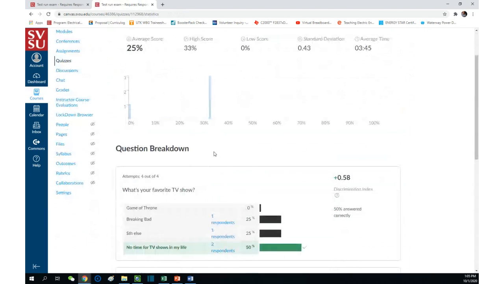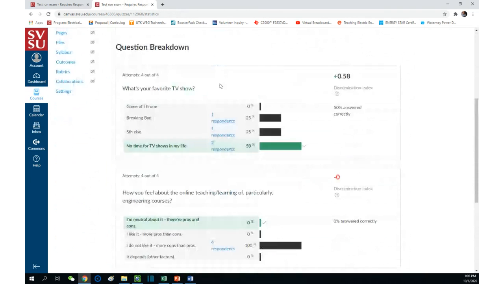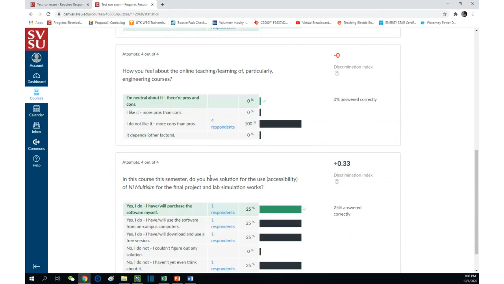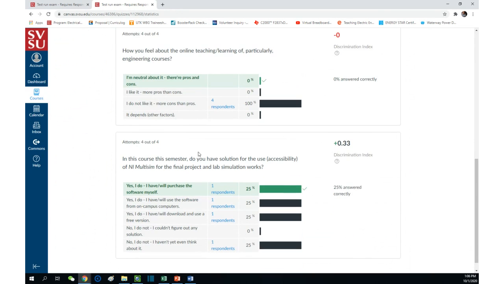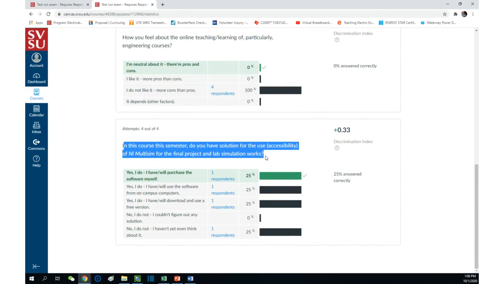Regarding those 4 students who have done this test run, most of the questions are trivial. On the favorite show question, 2 students said no time for TV shows. All of them gave very uniform answers: I don't like online teaching and learning for engineering courses. And here is a non-trivial question.